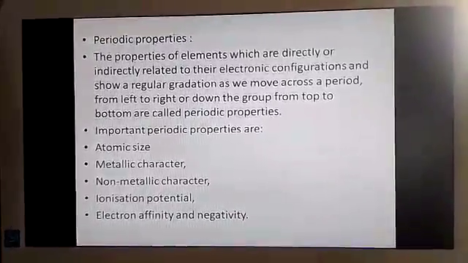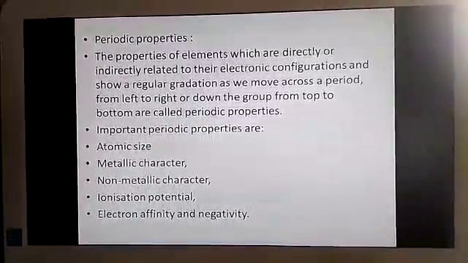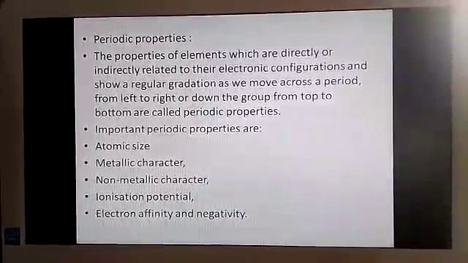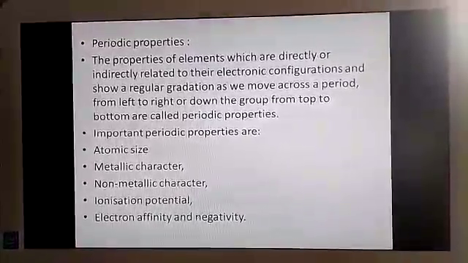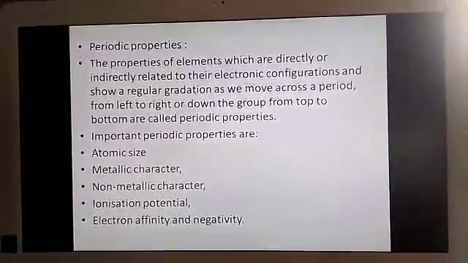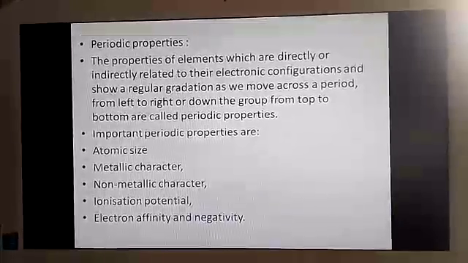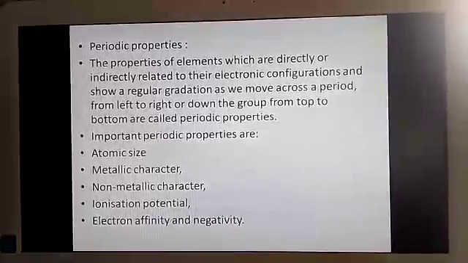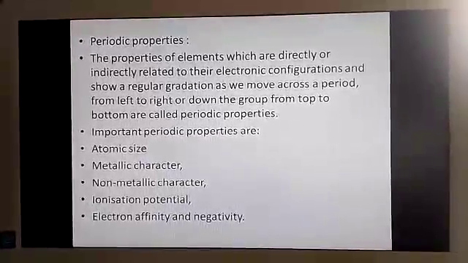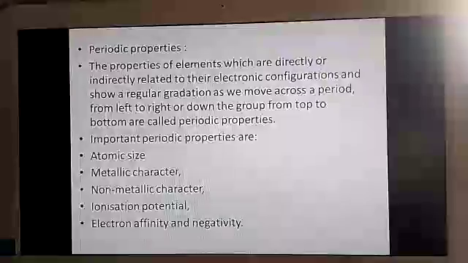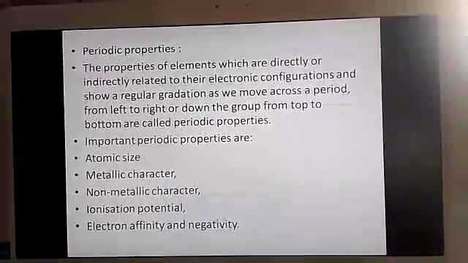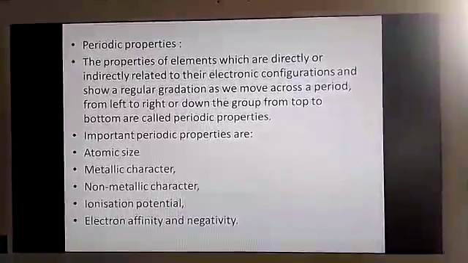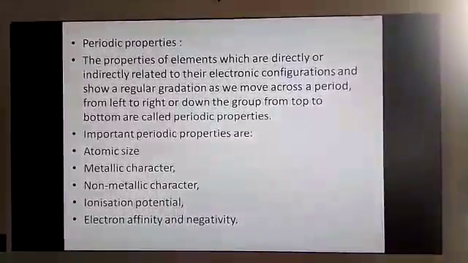So there are some periodic properties: atomic size, metallic character, non-metallic character, ionization potential, electron affinity and electronegativity. Atomic size is the size of an atom. Metallic and non-metallic character means metals have different characters and non-metals have different characters. Ionization potential relates to losing or gaining electrons. Electron affinity and electronegativity are the combining capacity of an element with electrons of another element.